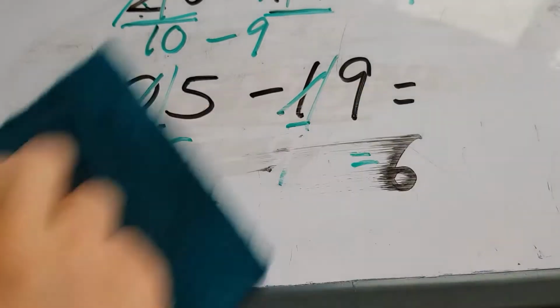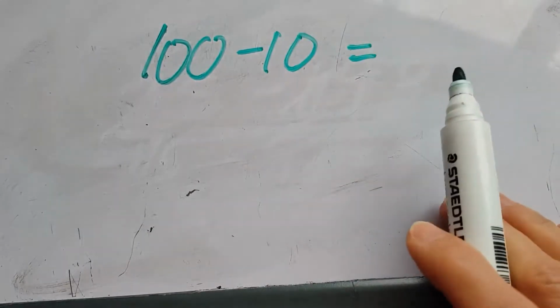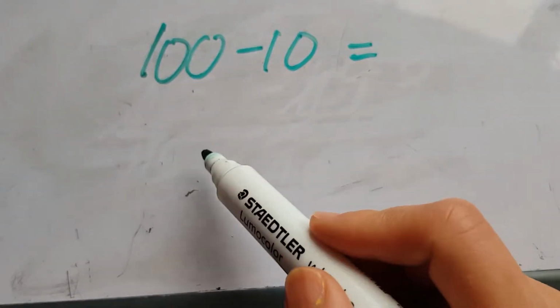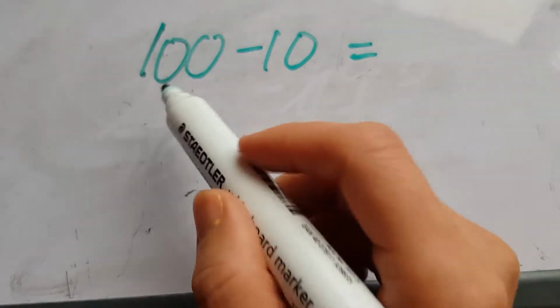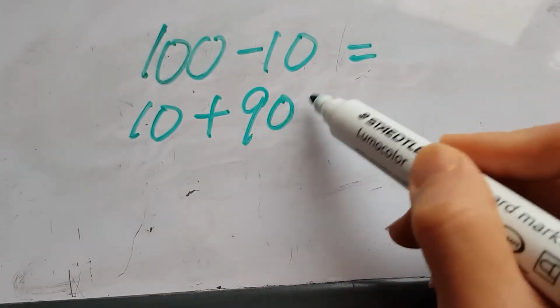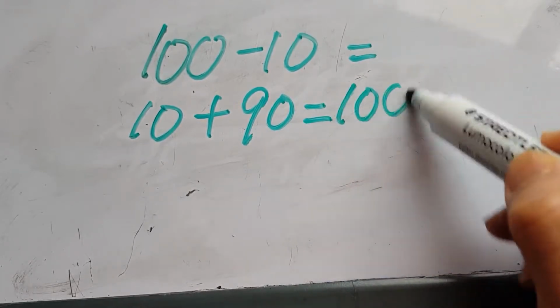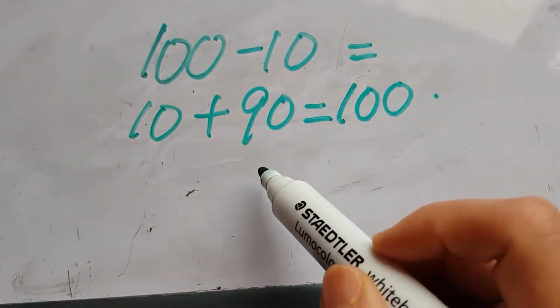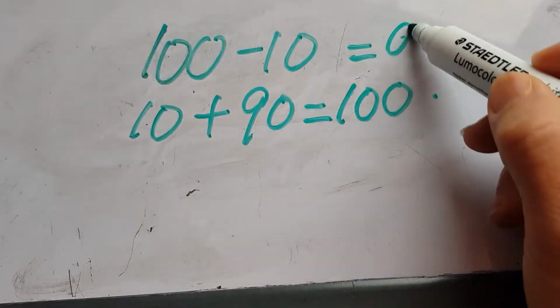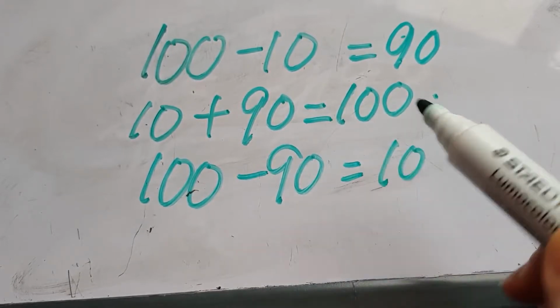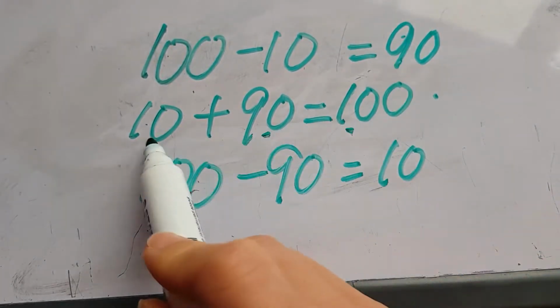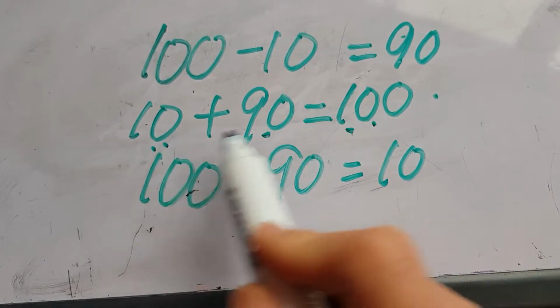Okay, so what if you have something like 100 take away 10? We have done quite a bit of revision about number bonds to 100 when there are two tens involved. So remember that 10 add 90, hopefully by now they remember, is 100, and therefore 100 take away 10 is 90, always the other number, or 100 take away 90 is 10.